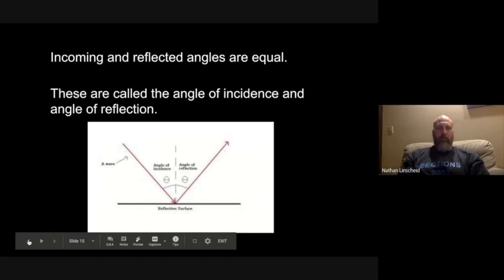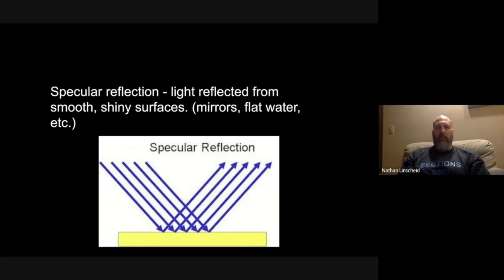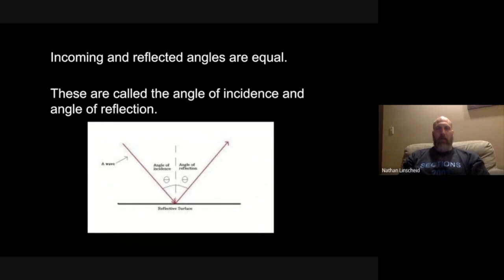But the other kind, and this is a kind that we use when we look in flat water or we look at mirrors, is called specular reflection. And here you can see the nice orderly lines coming in and the nice orderly lines coming out in the same order that they came in. And so in those cases, we see actual reflections. Now, the incoming and the reflected angles are equal to one another. So we call these the angle of incidence, and the angle of reflection.